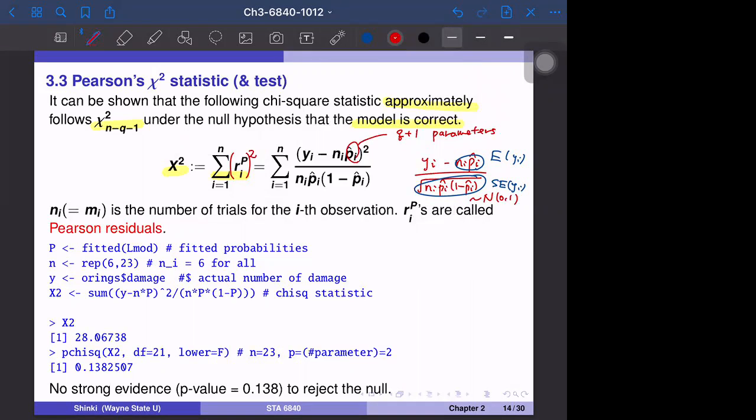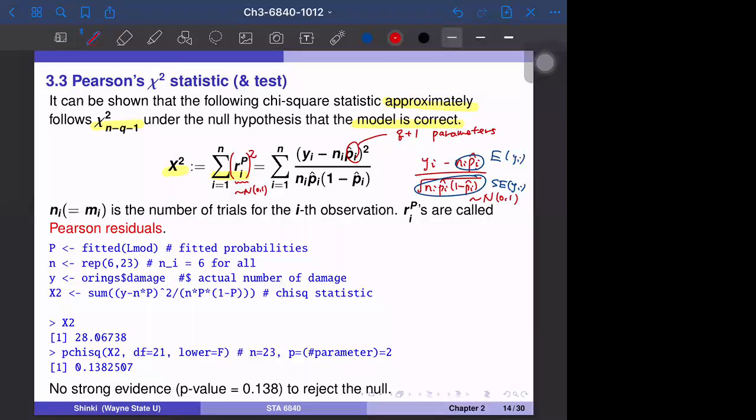Since this Ri p is approximately normal 0,1, if we square it and take the summation, that becomes a chi-square distribution. The definition of the chi-square distribution is the summation of independent standard normals squared. So that's why this holds. And the degrees of freedom is actually not n, but n minus q minus 1.